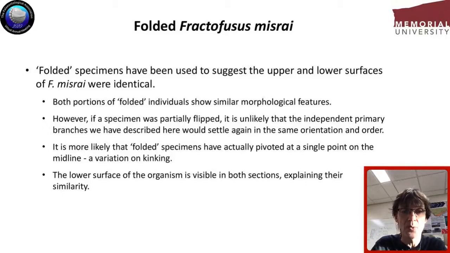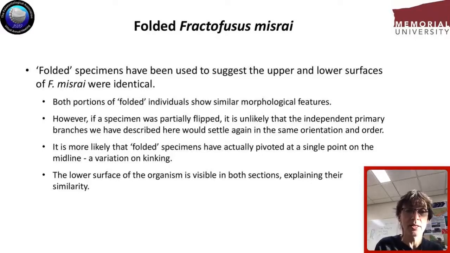However, if we consider the morphological model that we're presenting here, if you take a specimen that has loose independent branching or branches that are attached to the midline, pick it up and flip it over, it's incredibly unlikely that those independent primary branches are going to settle down again in the same position and orientation that they had been in their original growth position.